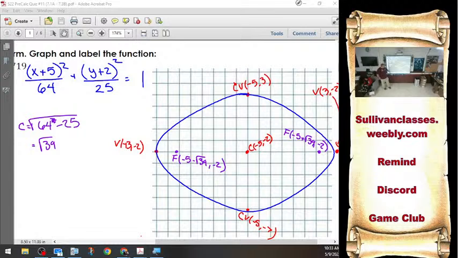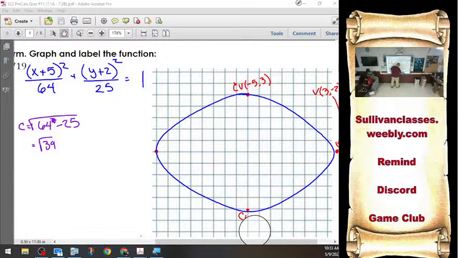Again, if you don't like having all this stuff on the graph and you'd rather label it off to the side, you still need to have all of these points in the correct spots. You need to have it proportional like this. But I can still do this.